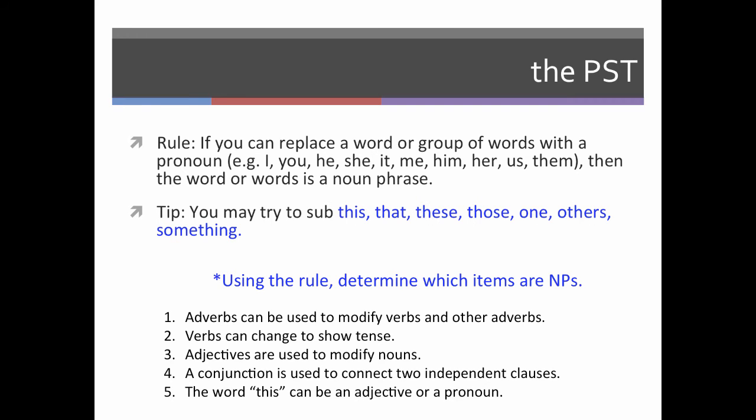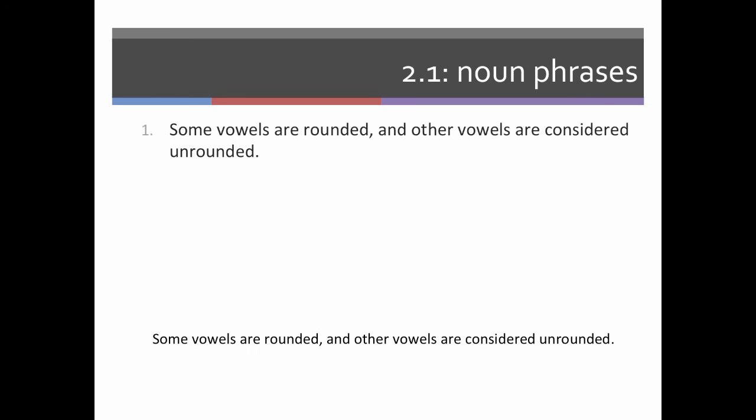Number 4, it is used to connect them. 2 noun phrases in 4. And in 5, it can be this or that. So again, this is a very useful test that we will apply and use in chapter 2, but it can also serve you well in the subsequent chapters as we move through the text.